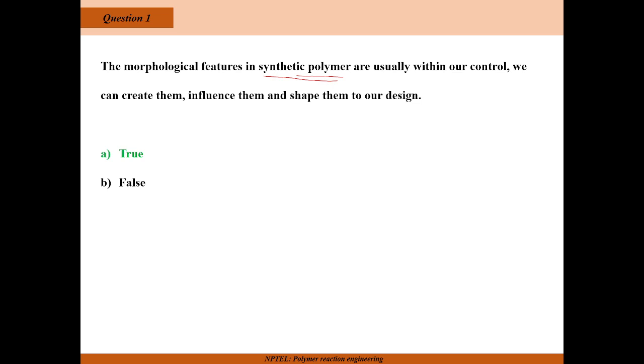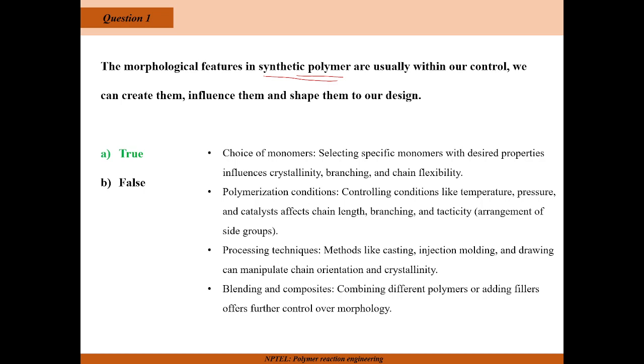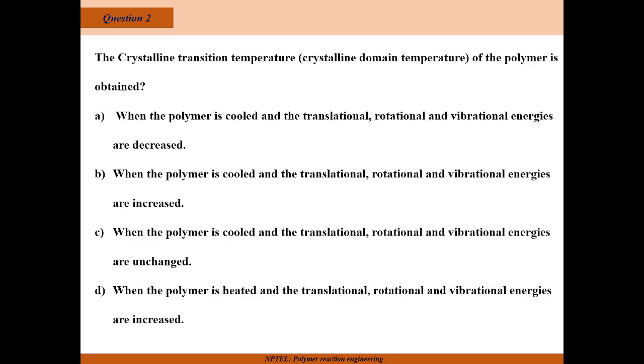Okay, if that's the case, let's move on to our next question. So this is a bit of explanation for this question. We can tune the morphology by choosing the required monomers. We can tune the morphological features by choosing the proper polymerization conditions and the proper techniques, and also the composite that we choose in order to induce this polymerization in the first place. So in synthetic polymers, we are able to control the parameters to a very good extent. Okay, if that is the case, let's move on to the next question.